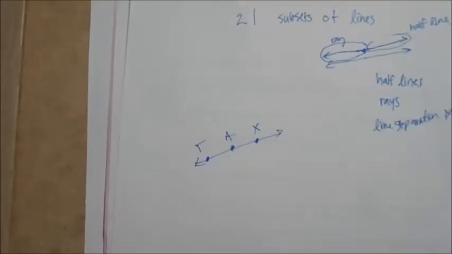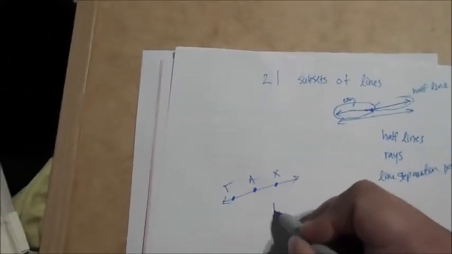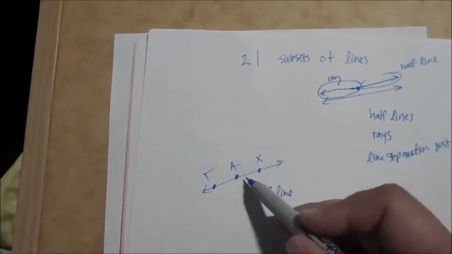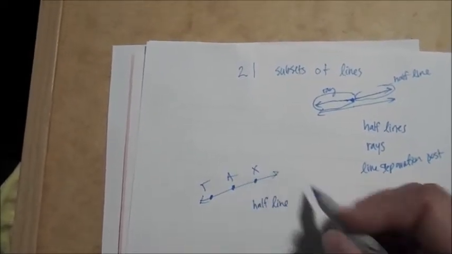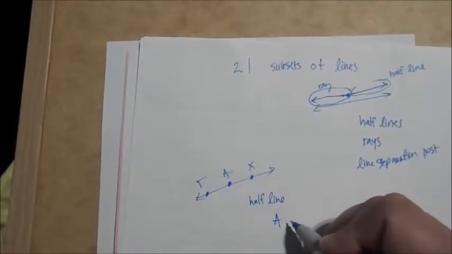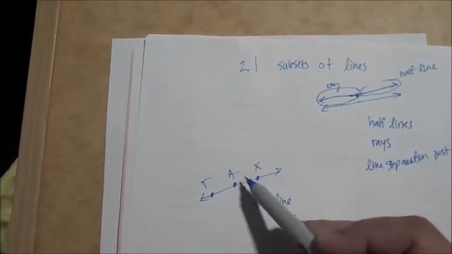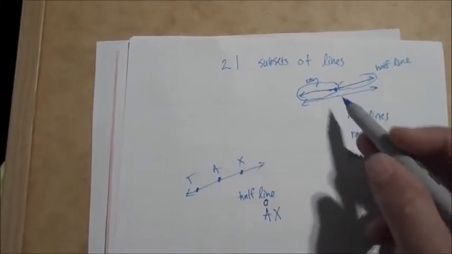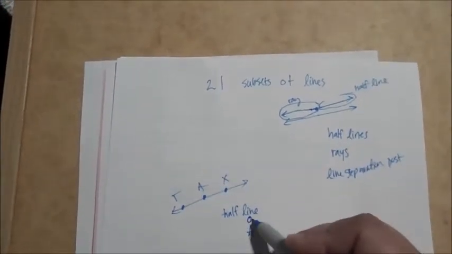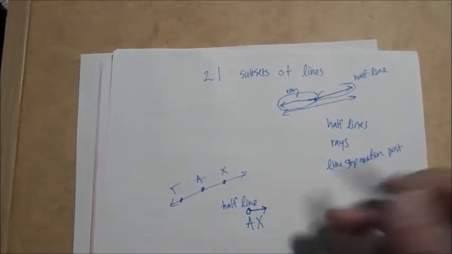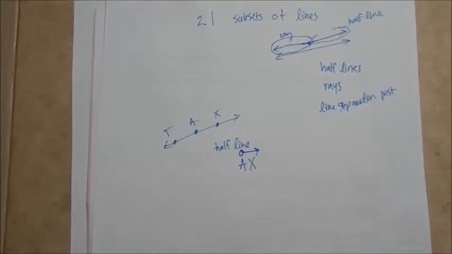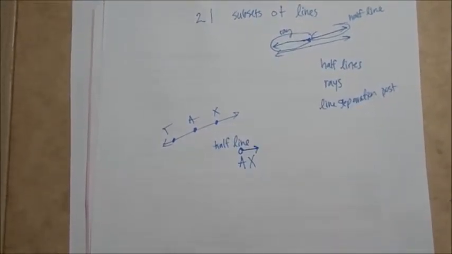Alright, so if this is it, let's talk about a half line. Let's say I want to do this direction. So I use the A, and I know that it's going in the direction of X. Now I want to show that I don't include the A, because half lines never include the point. So you put an open circle and then a direction going that way. So you would call that half line AX.